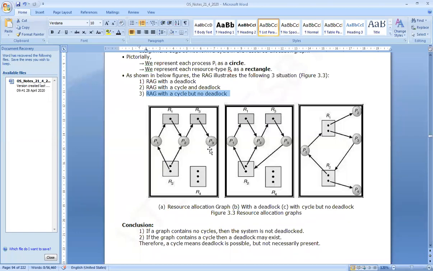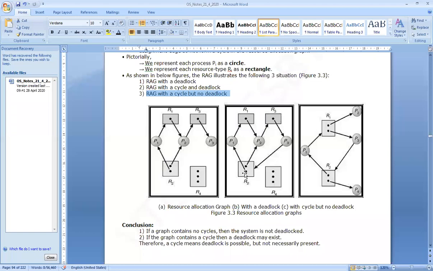If we go to the second diagram, again we have processes P1, P2, P3 and resources R1, R2, R3, and R4. One instance of R2 is allocated to process P1, and it is requesting one more instance of R1. One instance of R1 is already allocated to process P2, and one more instance of resource R2 is allocated to P2. It is requesting one more instance of R3, and the only instance of R3 is allocated to process P3, which is again requesting one instance of resource R2.